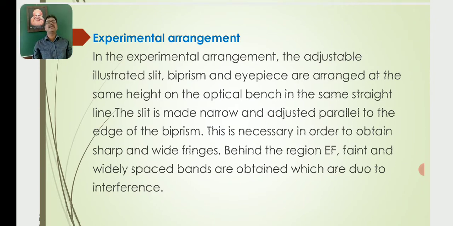So then the experimental arrangement. In the experimental arrangement, the adjustable illuminated slit, biprism and eyepiece are arranged at the same height on the optical bench in the same straight line. So here the illuminated slit, biprism and eyepiece, all are arranged at the same height along the same straight line on the optical bench.